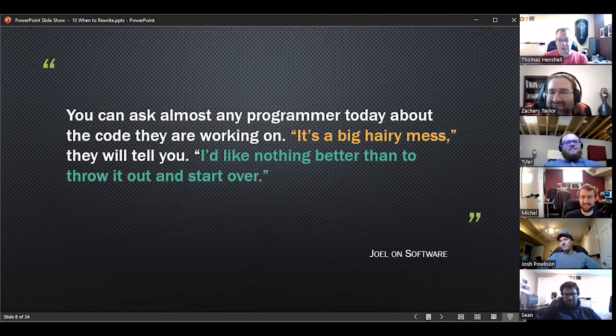Josh, you didn't raise your hand. That makes you a liar. Are we talking about the entire code base? Because I don't think I've ever said that I want to throw the whole thing out. No. Oh, yeah, different parts of it, sure. Okay. There we go.